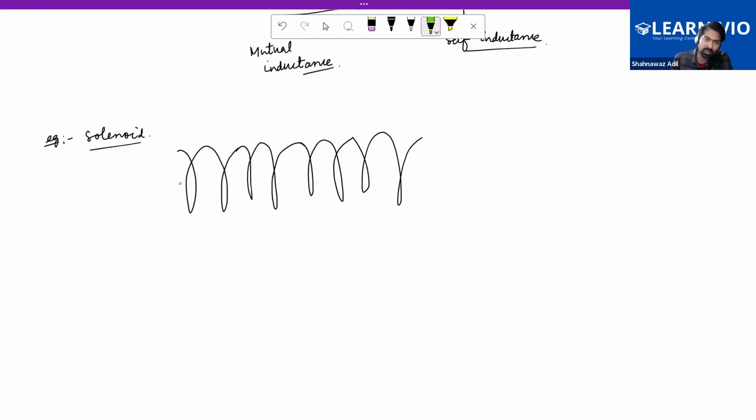And then we have some inner coil, right? Let's say this one has N2 number of turns, and this one has N1 number of turns. In this one, the current passing is I2, and in this one, the current passing is I1. So if current I2 is passing, it will create some flux in the secondary coil.